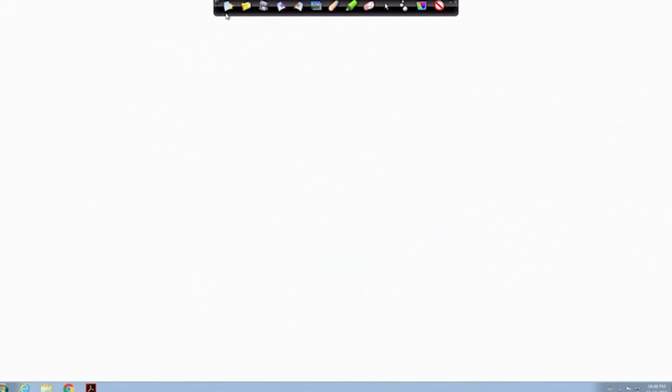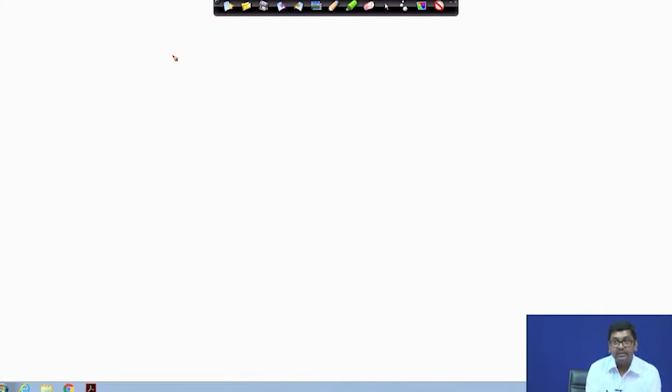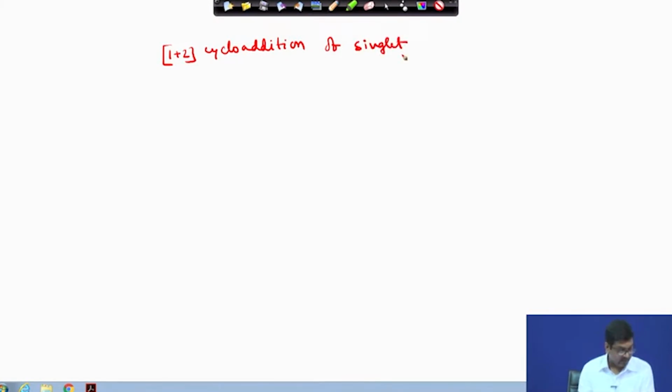Next we will see the concerted addition reactions via the singlet carbene through the orbital symmetry approach. So, let us see how these 1 plus 2 cycloaddition reactions of singlet carbene work.